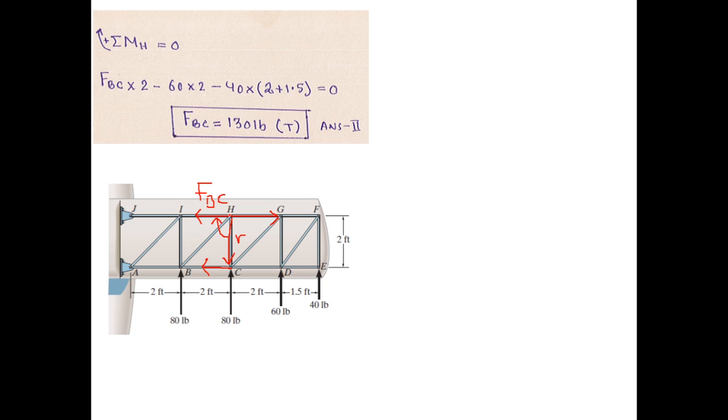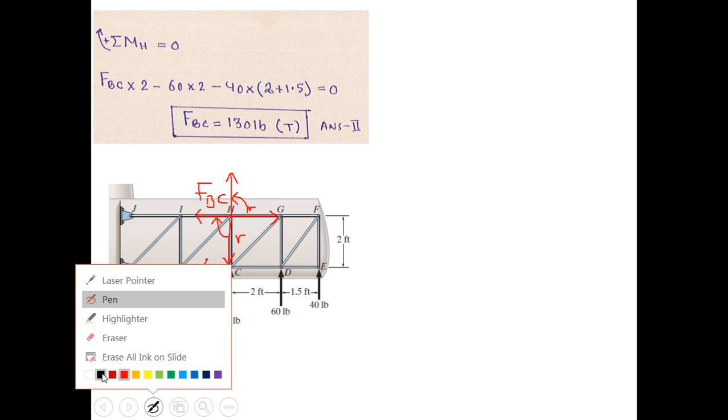You just need to take the 60-pound force momentarily, bring it here at the tail of this vector moment arm, and you see that this is an anti-clockwise moment. So both of them are anti-clockwise here. And this equation directly gives you the value of FBC, which is 130 pound. And you see that this is a tensile force. We have assumed it to be tensile, and tensile it actually comes out. So it is 130 pound tensile force.